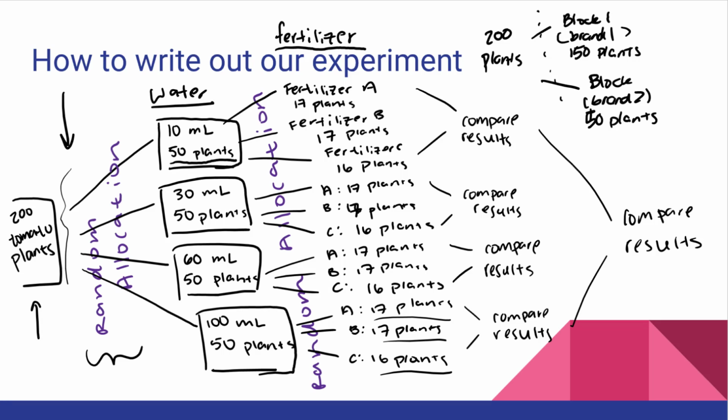We split our 50 plants into fertilizer types A, B, and C for each water level. We have 17 plants with fertilizer type A, 17 with fertilizer type B, and 16 with fertilizer type C. This is not ideal because I would prefer to have an equal number of plants in each group, but this is as close as we could get it. We do this for each branch of the tree, and then we come out with, if we count it out, 1, 2, 3, 4, 5, 6, 7, 8, 9, 10, 11, 12 distinct treatments with 16 to 17 plants per treatment. And then we compare results between levels and within levels.